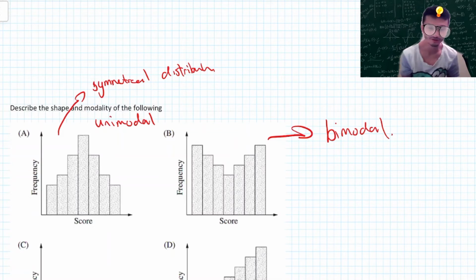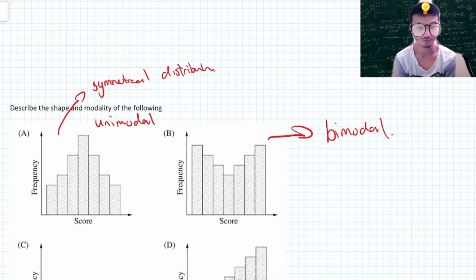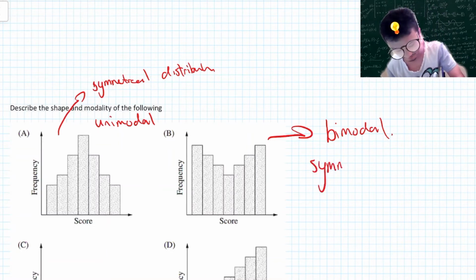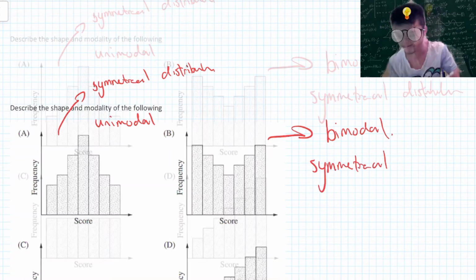Now typically we don't comment on the kind of skewness of bimodal, multimodal distributions, but if you were to say one, I guess it would be pretty symmetrical as well.